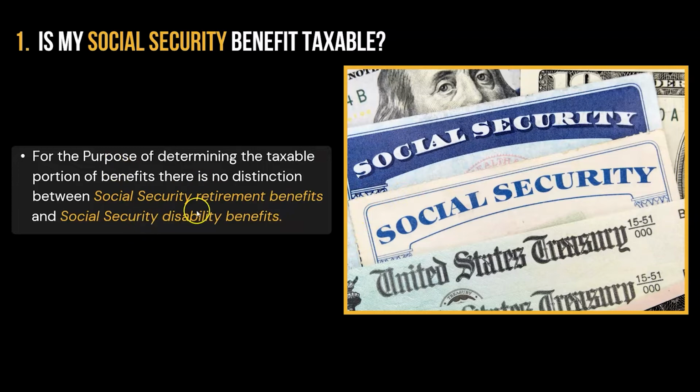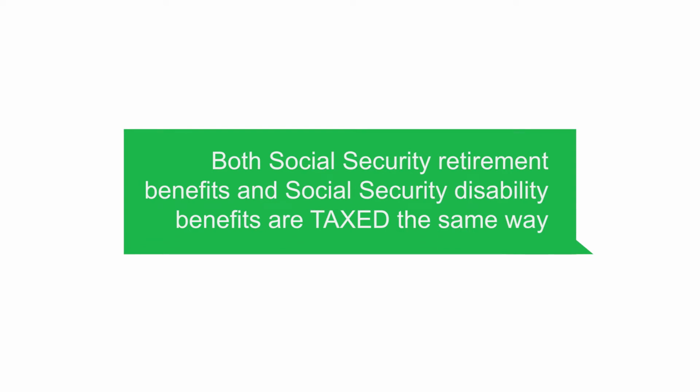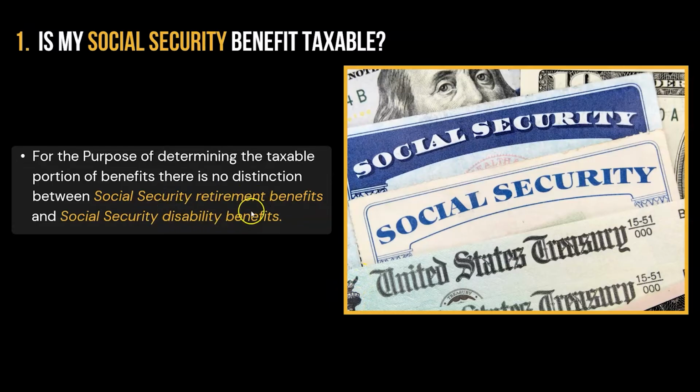Now, for the purpose of determining the taxable portion of benefits, there is no distinction between Social Security retirement benefits and disability benefits. What I'm trying to say here is that both are taxed the same way. So if you fall into a situation where you have to pay taxes, these 2 benefits are treated in the same manner in terms of taxes.